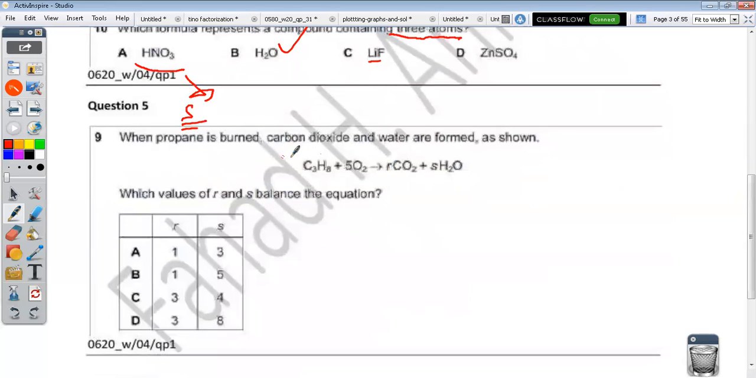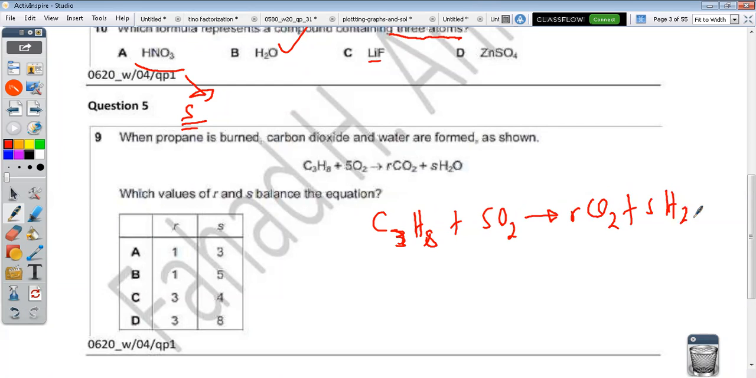Now let's go to the balancing again. Let's do the same thing. So maybe if you don't see, it's written like this. It's C3H8 plus 5 O2, giving us our carbon dioxide plus water. We need to find those values.